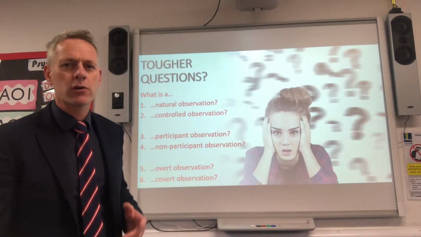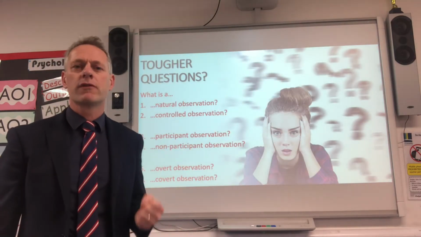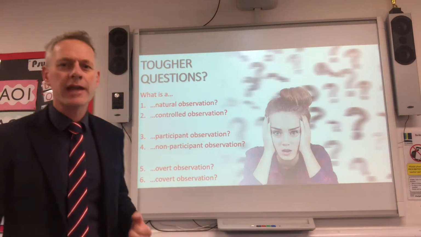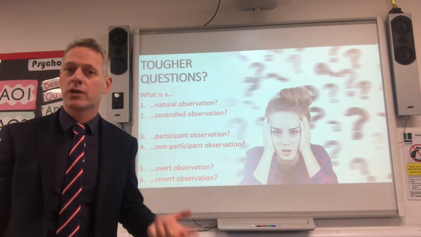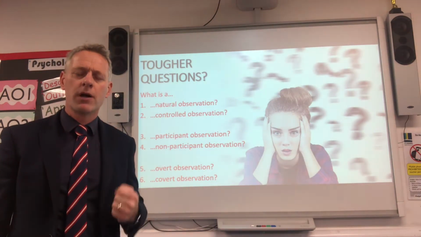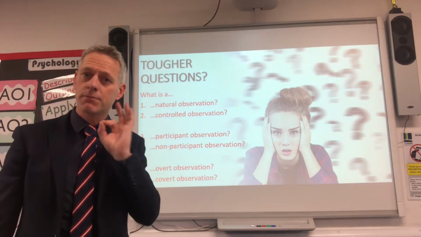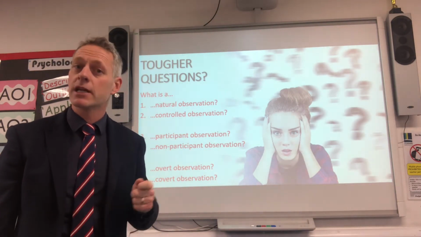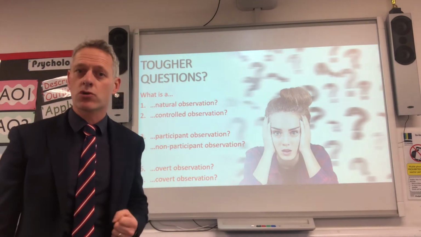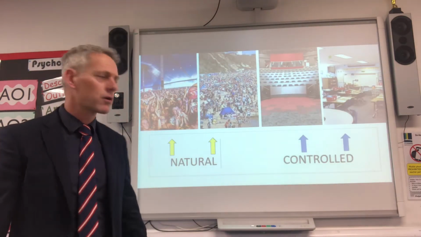Let's ask some tougher questions then. What about these types of observation? What about a natural observation? Controlled observation, participant, non-participant, covert, overt. By the way, as I go through these, good idea to pause the video, as I always say, make some notes, all right? Particularly if you're doing this for studying for some sort of qualification. So let's have a look at these.